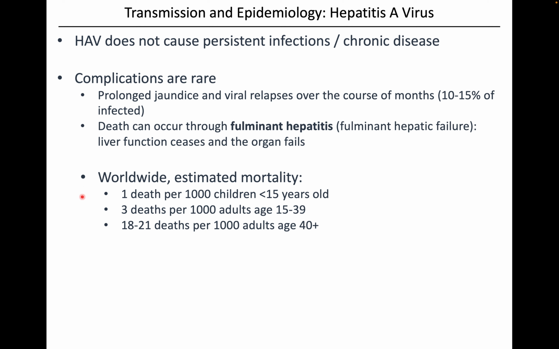So we've got some mortality numbers down here. In children under 15 years old, 1 death per 1,000; 3 deaths per 1,000 in adults age 15 to 39; and in the 40-plus crowd, about 18 to 20 or so deaths per 1,000. So even at the high end here, you're talking about a 0.02% mortality rate, so still quite low.